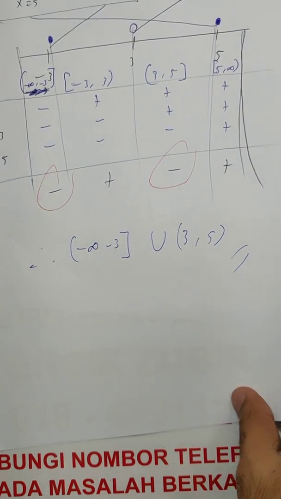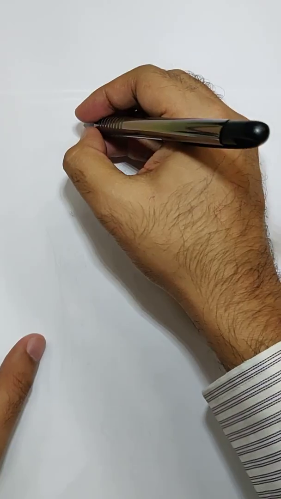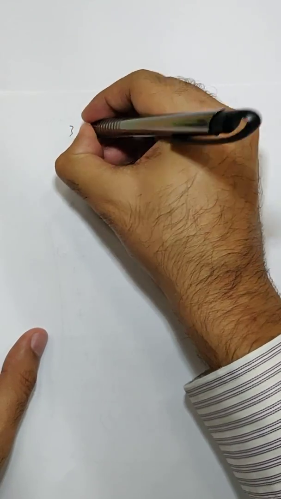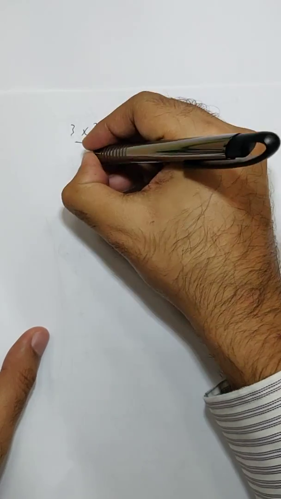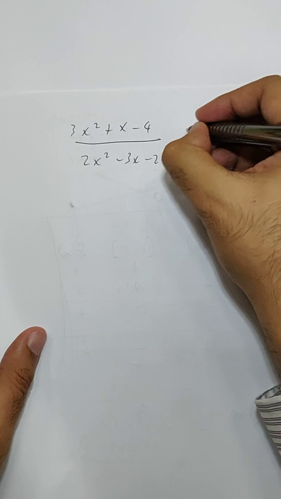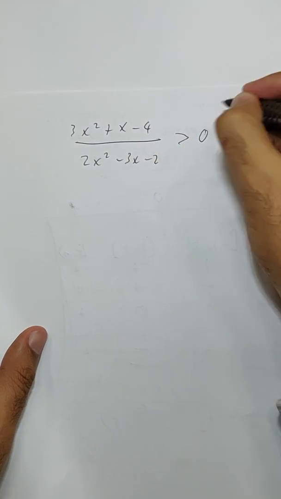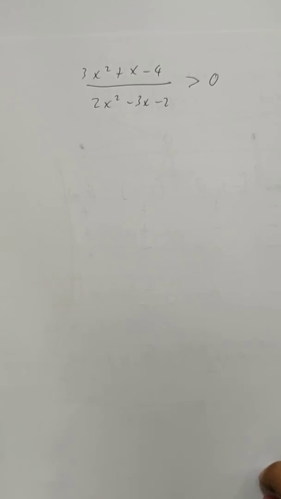Okay, now try this question on your own. Not going to help you. (3x squared plus x minus 4) over (2x squared minus 3x minus 2) more than 0. No solutions from me. Try it out.